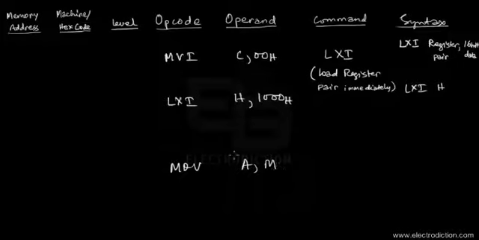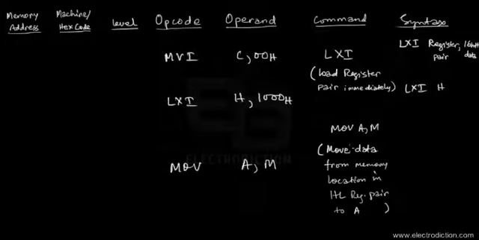So this particular instruction, move A comma M, actually means move data from the memory location stored in the HL register pair into the accumulator. This M is used to designate the corresponding memory location that is stored in the HL register pair.